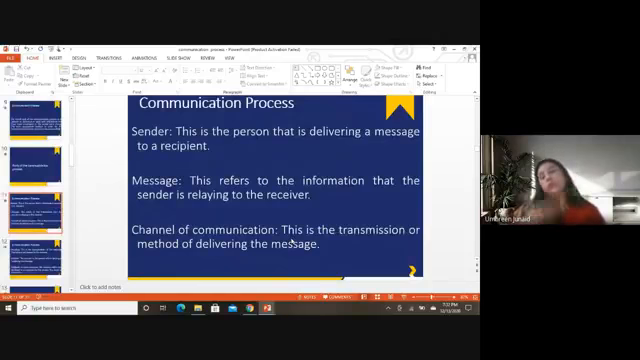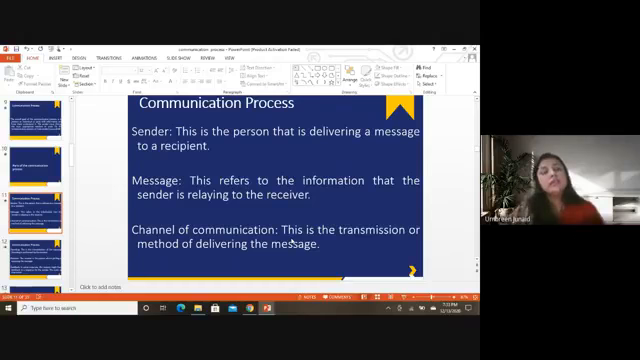So, who is the recipient? Who is receiving the message? One who receives the message is called a recipient. So, who is the sender? The communication process starts with the sender. Who has to send a message is the sender. Who wants to send a message is the sender.